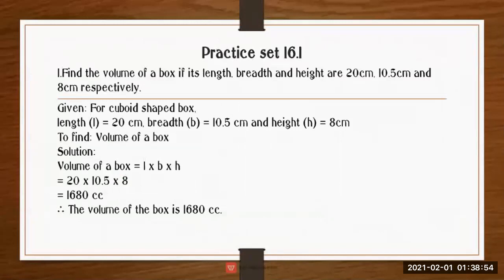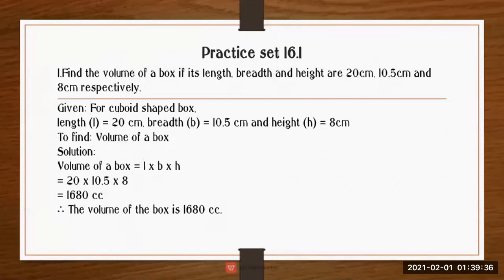Next, we are going to start with practice set 16.1. In the first question, see what is given in the question. Find the volume of a box if its length, breadth and height are 20 centimeter, 10.5 centimeter and 8 centimeter respectively. Now what you have to find? You have to find the volume of a box.